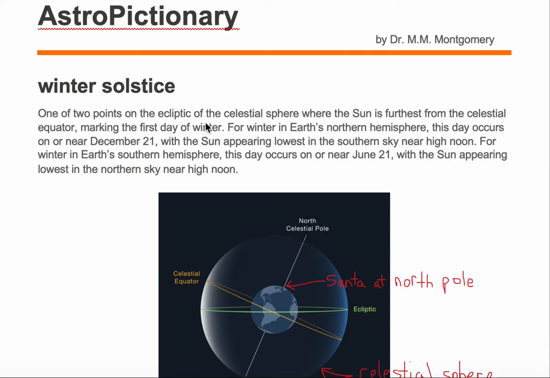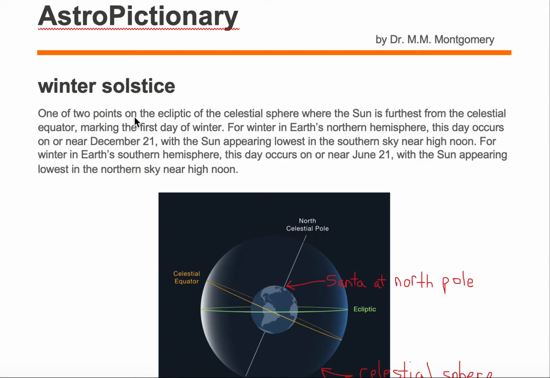But the first day of winter occurs on 2 different dates on Earth. If you live in the northern hemisphere, it occurs on or near December 21st. But if you live in the southern hemisphere of the Earth, it occurs on or near June 21st. Hence the reason why we say one of 2 points.